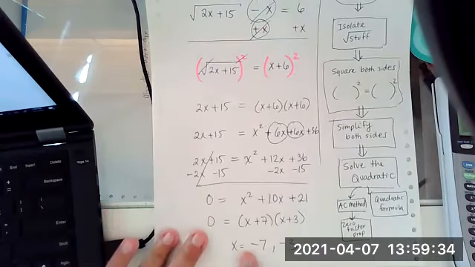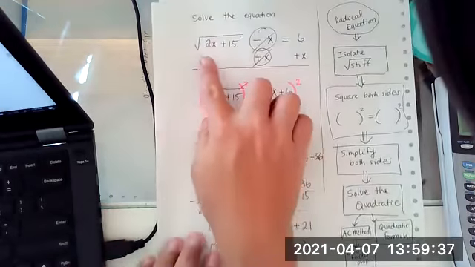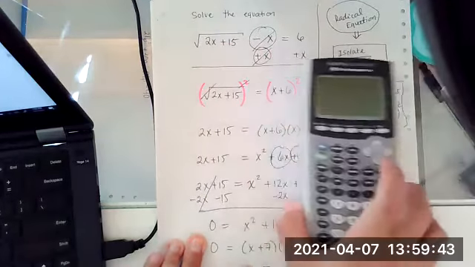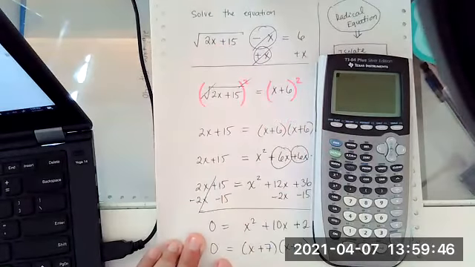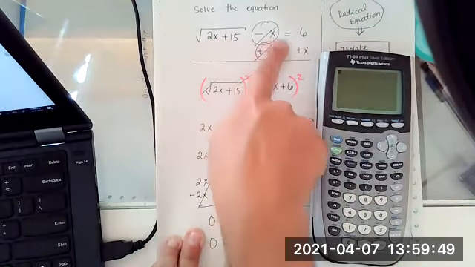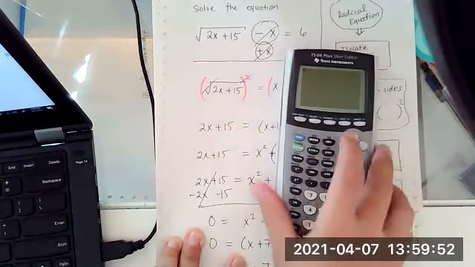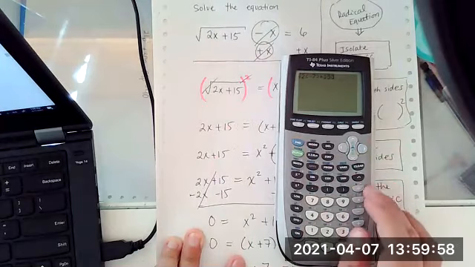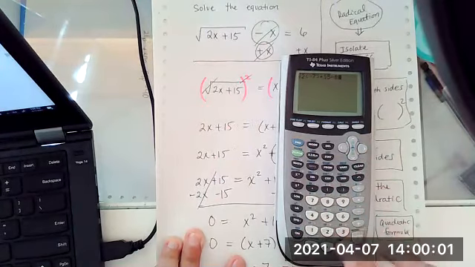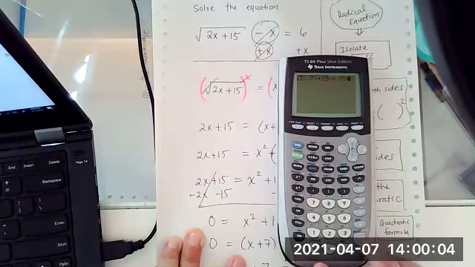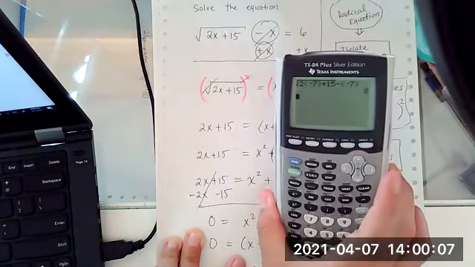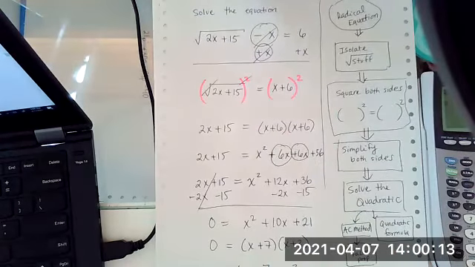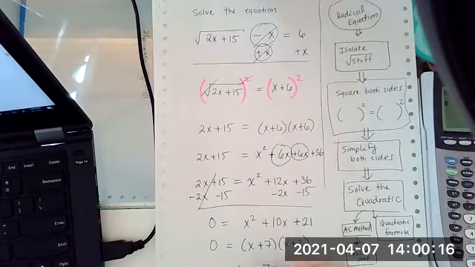Well, now we just need to check these solutions to see if they work. So I'll plug them back into the original problem, which I realize I've written all over. Let's go ahead and plug -7, one of my solutions, into the x's and see if I get 6. Okay, so the square root of 2 times -7 plus 15 minus -7, and looks like that's equal to 8. So I have to throw that away. -7 did not work.